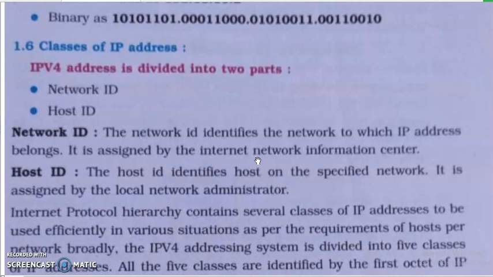Just as an example, the area where we reside is an example of a network. A particular area is a network, and the house number, flat number or villa number is the host ID. In the same way, there are so many networks, and to recognize those networks we have a network ID. That makes it easier for TCP to send the data to the exact computer.